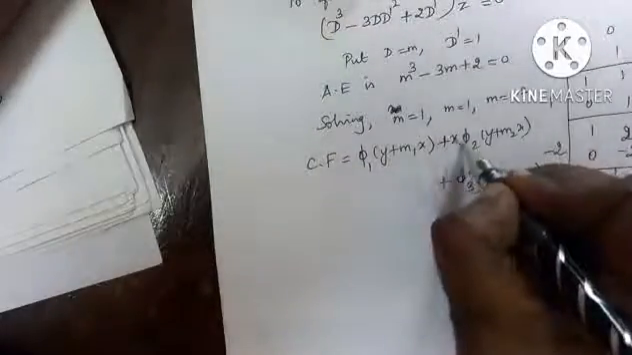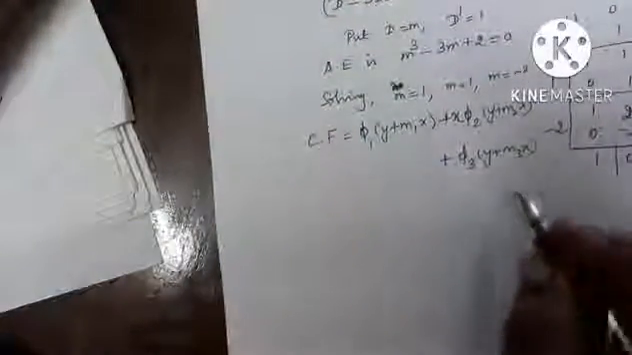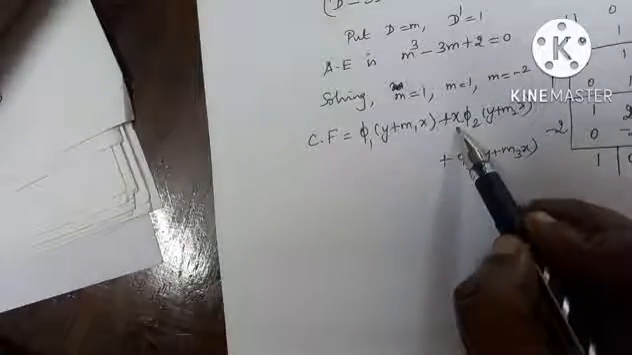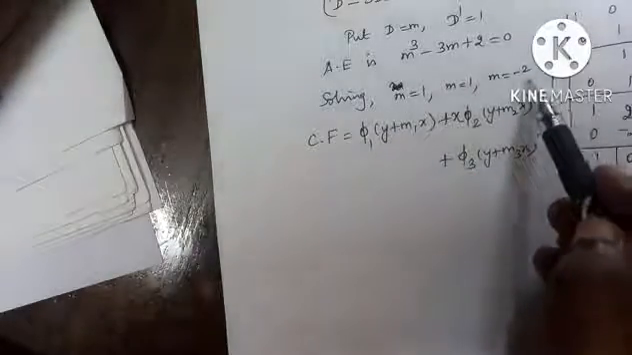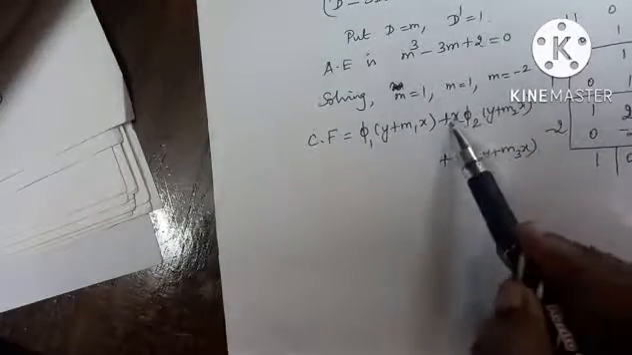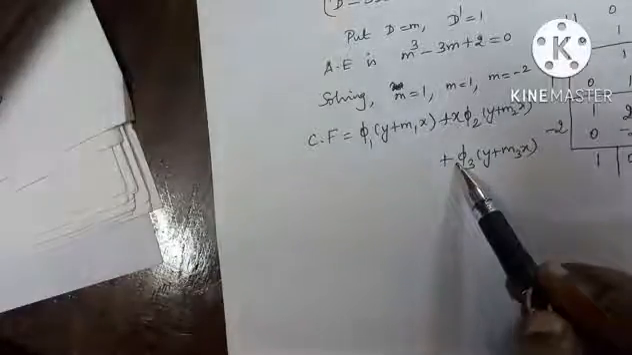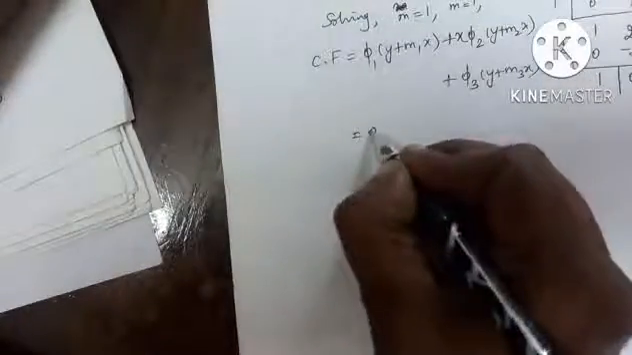To show it is repeated, I should write x. x shows the roots are repeated twice. x square shows the roots are repeated thrice. If 3 roots are repeated, you have to write x square here. So the answer is phi 1 of y plus x into phi 2 of y plus x, phi 3 of y minus 2x.